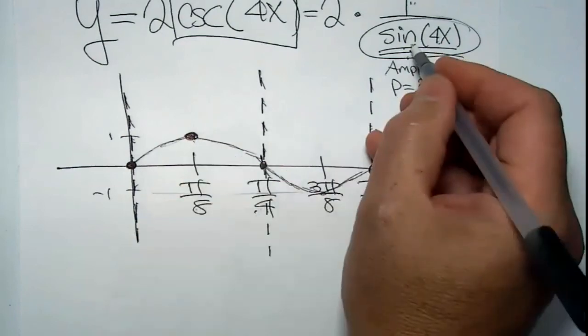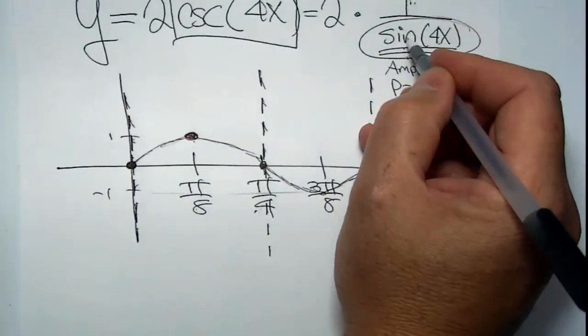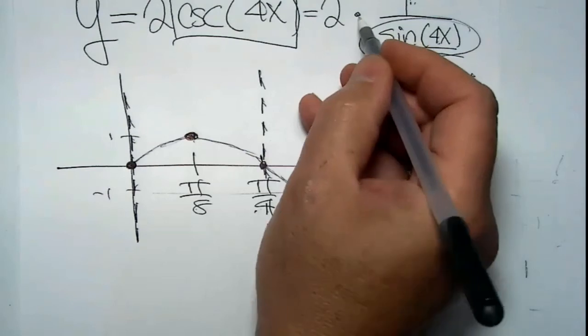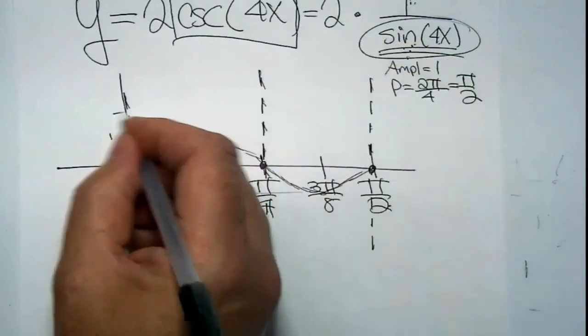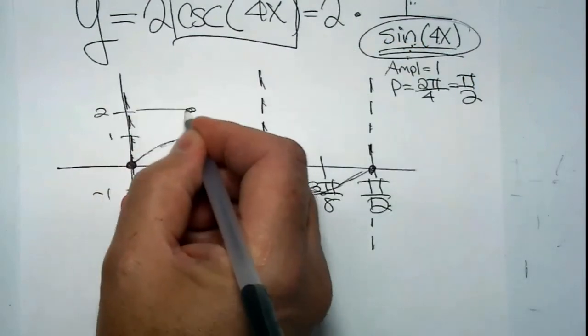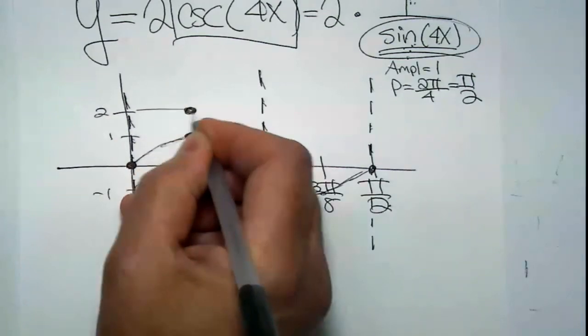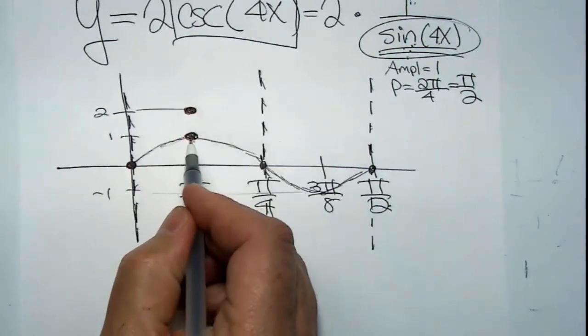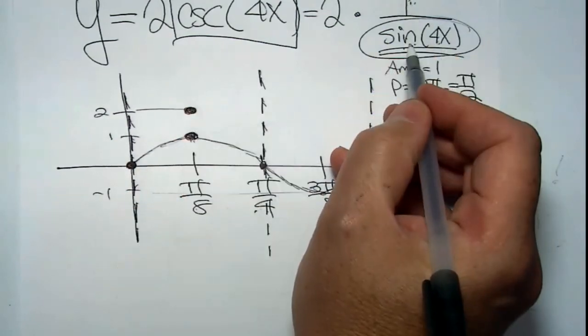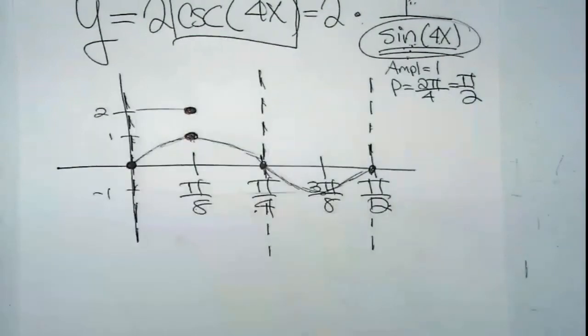I don't really want 1. I want 1 over 1. Oh, so I do want 1, but then times 2. So that would go here on the actual curve right there, 2. Do you see what I did? I took the y value, I did 1 over the y value, 1, and then 2 times that is 2.